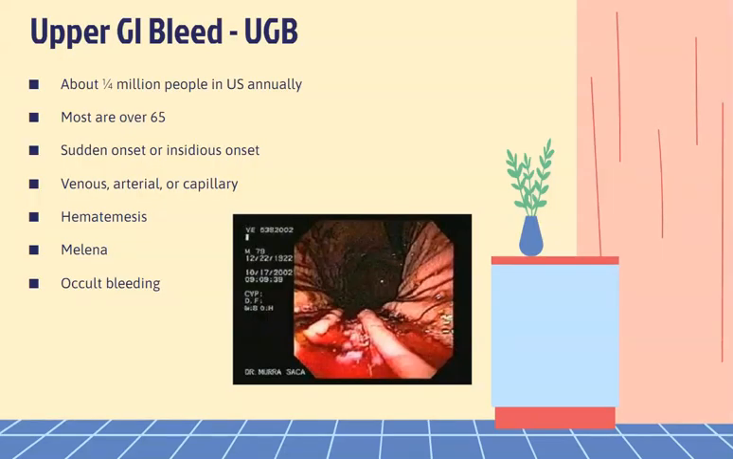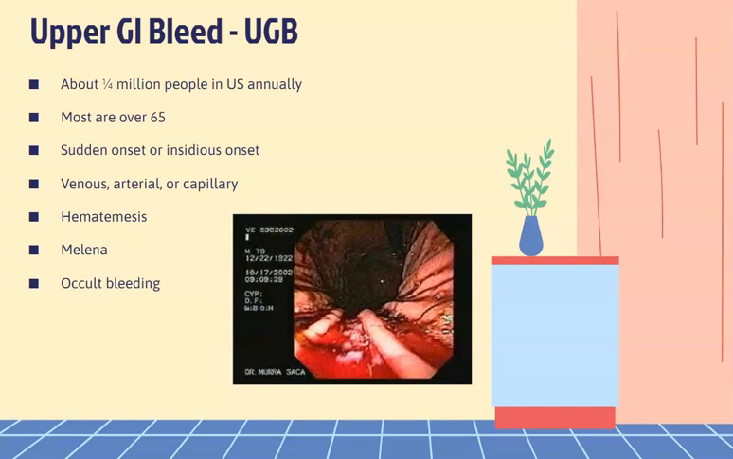Moving on to upper GI bleeds. We're looking at about 250,000 people in the US annually who are going to experience GI bleeding. A lot of them are going to be your elderly client population. We can have a sudden onset of GI bleeding, or it can be more of a vague onset. There's different types of bleeding. It can be venous, arterial, or capillary.